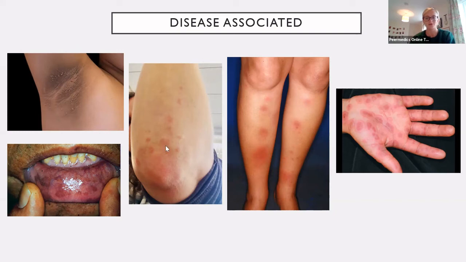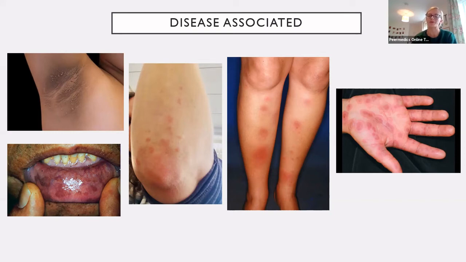What about this middle one? So this person's elbow. Do you guys know what it is, what it might be due to? This is something I didn't really come across until finals. It's really quite a common one, but not really often talked about. I don't think I would have known this one either, but this one is dermatitis herpetiformis.